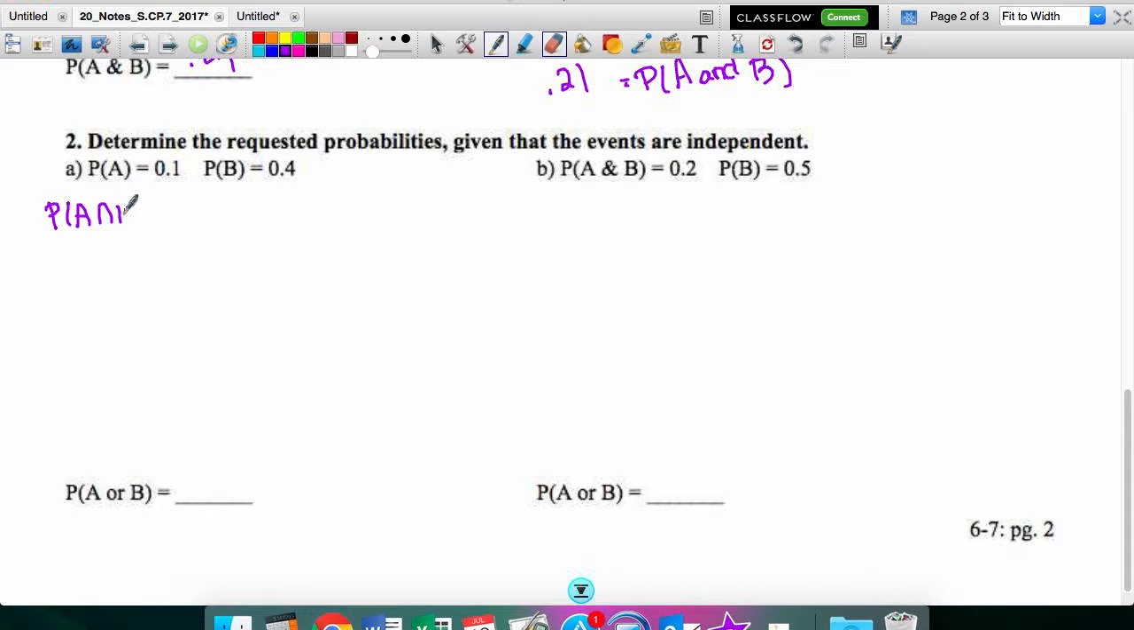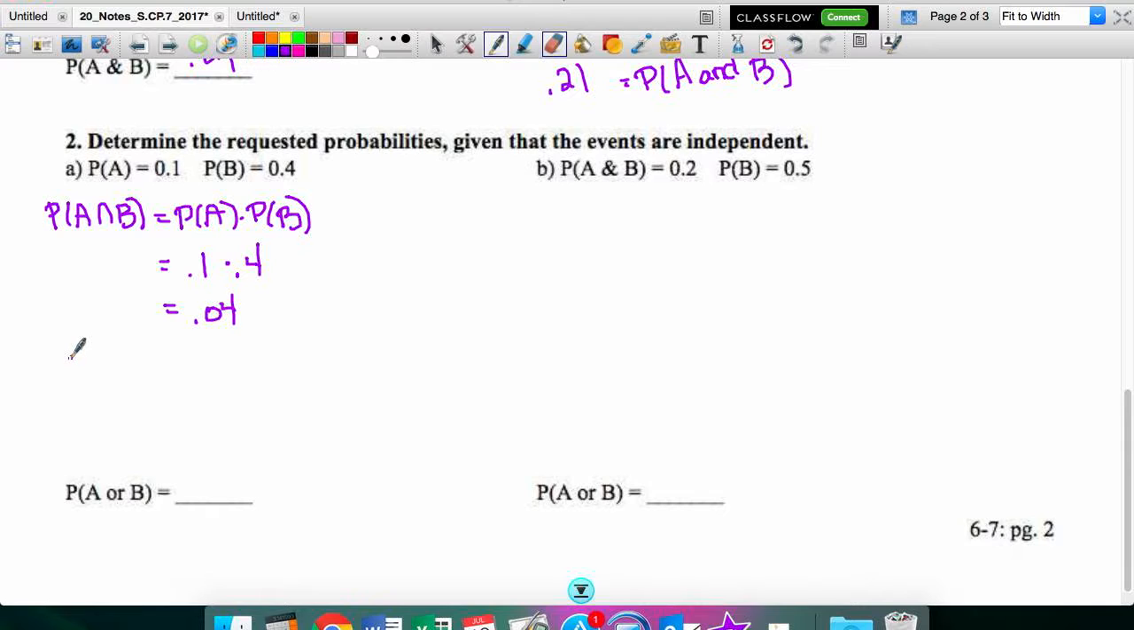Well, as I had mentioned just a little bit ago, we know that these two events are independent. And because they're independent, we can use the intersection formula. The probability of A and B is equal to the probability of A times the probability of B. And once again, we can only use this because they are independent. If we fill in what we know, 0.1 times 0.4, we get that the intersection is equal to 0.04.